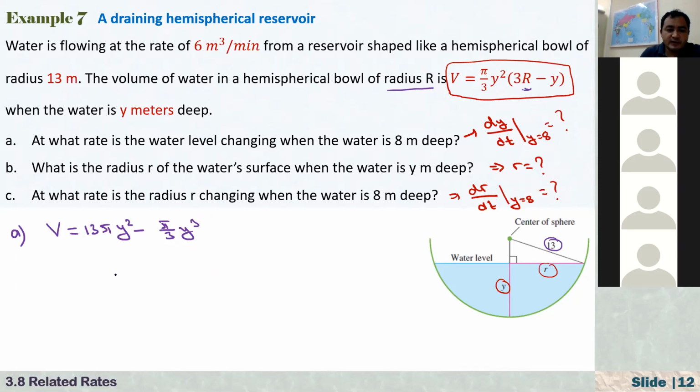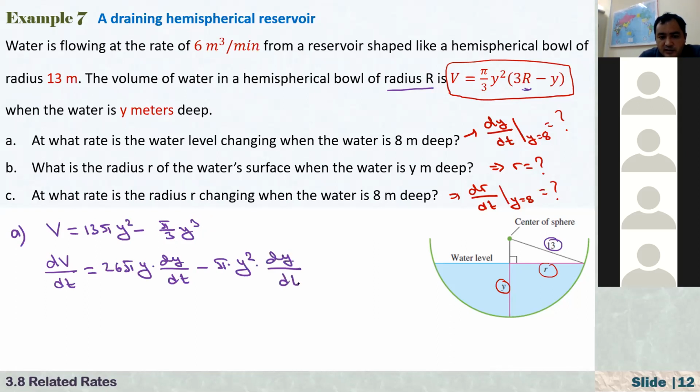Now if we differentiate both sides with respect to t, dV/dt is equal to, the first part, 26 pi times y times dy/dt, minus, the 3 comes to the front, pi times y squared times dy/dt. And dy/dt is a common factor here. I can take it out: 26 pi y minus pi y squared, times dy/dt.